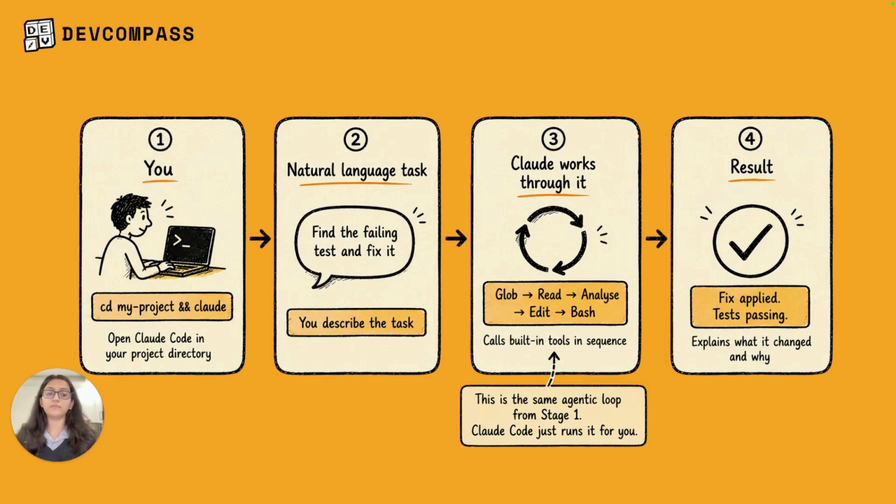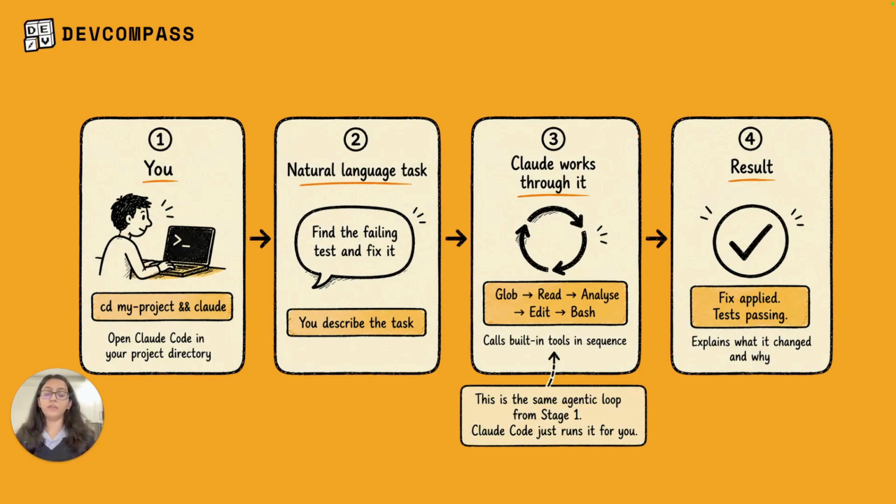In this case, there are a few terms which we'll discuss later: glob to find test files, read to read the failing test and the function it's testing, and edit to make a very targeted fix, but let's not worry about that. And step 4 is the final result, which is the fix applied and the test passed. So Claude explains what was wrong and what it changed.